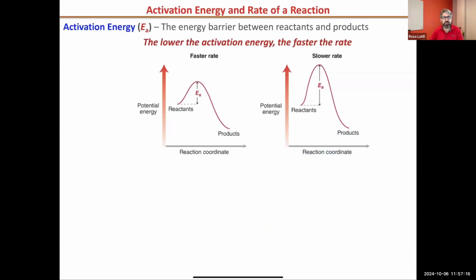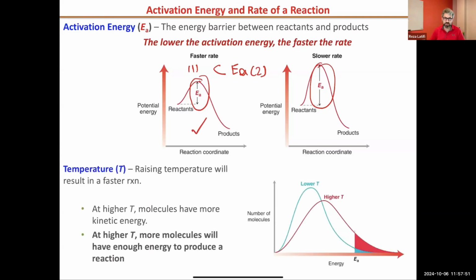Now let's talk about activation energy. Activation energy, we said, is the barrier. We need to provide that barrier. The higher the barrier is, the slower the reaction will be, or the lower the activation energy is, the faster the reaction will be. So between these two, I have one on the left side. It has smaller activation energy than the second reaction. So I'm going to say the first reaction will be faster because I need less energy to initiate the reaction. Next thing is, what's the effect of the temperature?